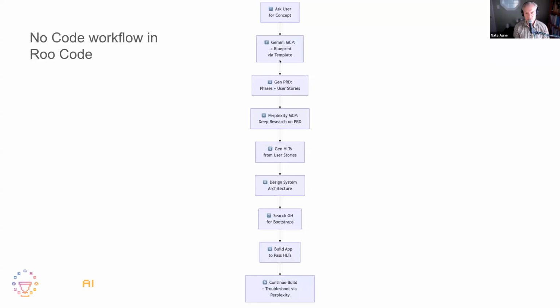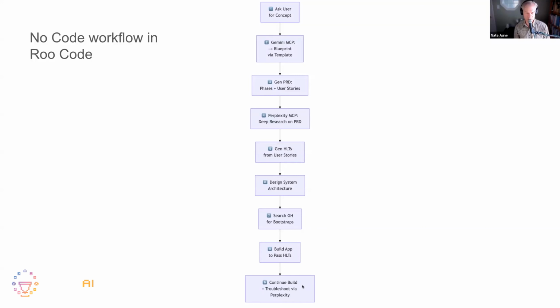And it also gives it sort of AI verifiable completion. So it knows when it's completed a feature because it can look at the test and see, well, did I satisfy all the user stories in this test? Designing the system architecture, and it can also search GitHub to find existing projects that it could build on top of, and then it builds the app to pass these high-level tests. And then finally, it just keeps continuing to build it.